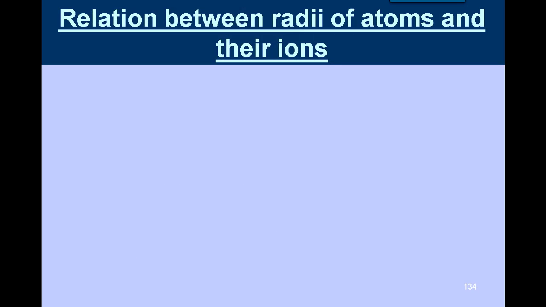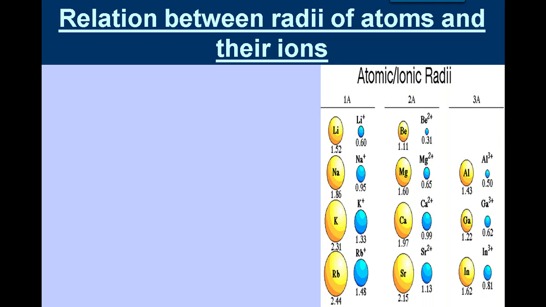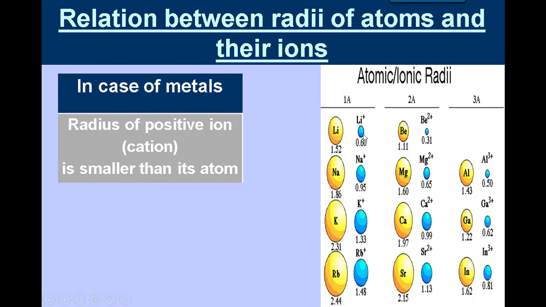After finishing the trend of the atomic radius in the same period and in the same group, let's know the relation between the atomic radii of atoms and their ions. Let's start with positive ions. As you can observe here, the radius of the atom is larger than the radius of the positive ion. So in the case of metals that lose electrons and change into positive ions, the ionic radius will be smaller than the atomic radius.